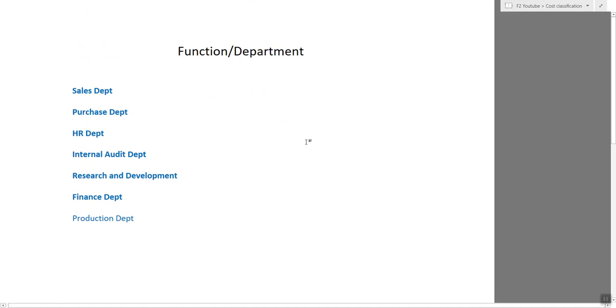Next classification is function or department. When you take cost and you divide it according to function, then it is function or department. Like cost incurred in the sales department, the purchasing department, the HR department, the internal audit department, the research and development department, the finance department, the production department. There could be one cost that is incurred in all departments. For example, cost of paper. All departments could be using paper. All departments could be using electricity. But there are some costs that are specific to some department, like marketing would be a cost that is specifically relating to research and development.